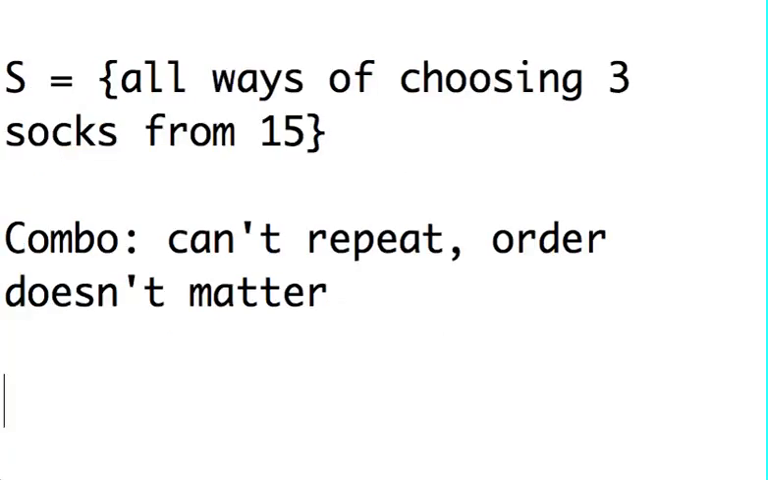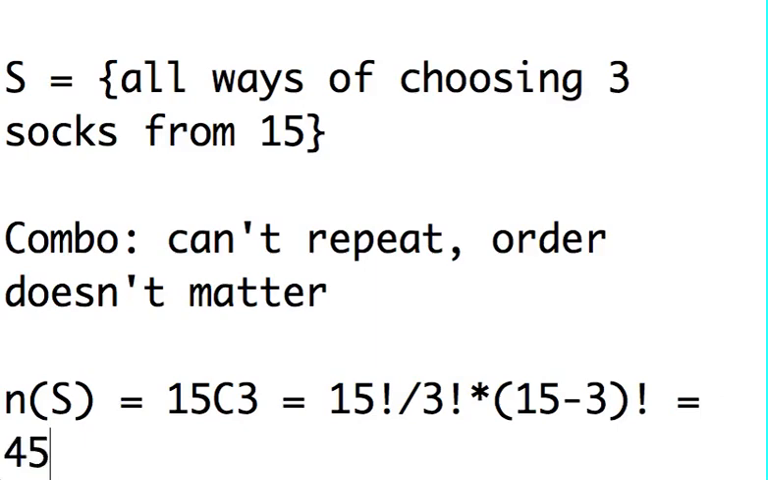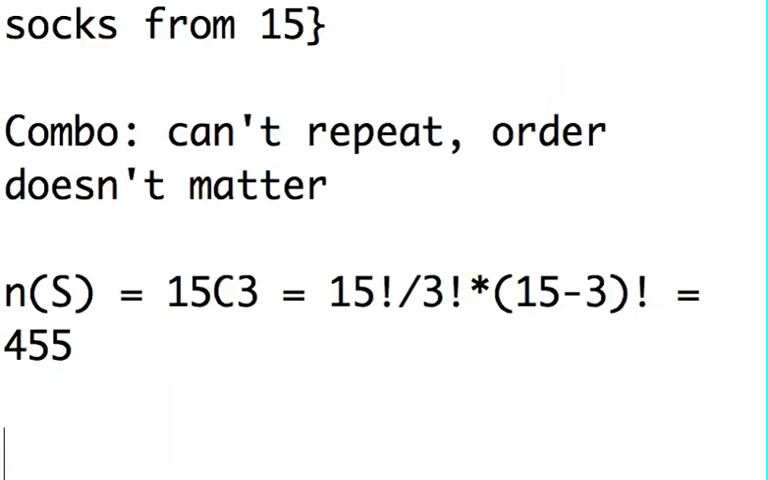Okay. So that means that the number of ways I can pull out 3 socks from 15 is 15C3, which is 15 factorial divided by 3 factorial times 15 minus 3 factorial. I'll let you compute this out, but it's 455. Great. Now, how many ways can I pull out a white, a gray, and a black?